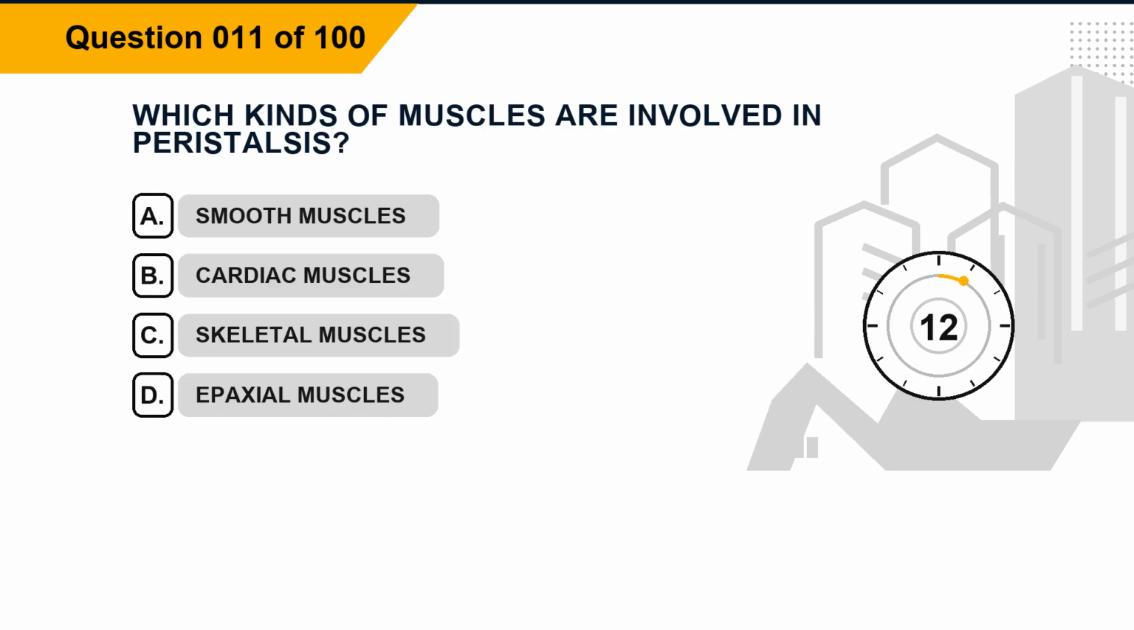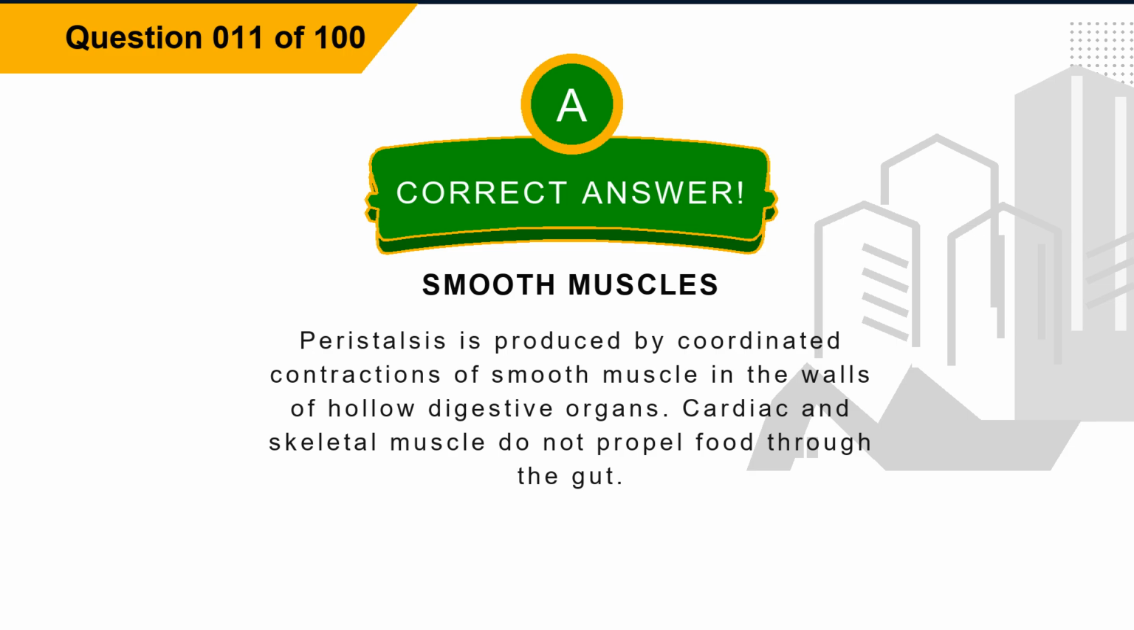Question 11. Which kinds of muscles are involved in peristalsis? Option A, smooth muscles. Option B, cardiac muscles. Option C, skeletal muscles. Option D, epaxial muscles. The correct answer is option A, smooth muscles. Explanation. Peristalsis is produced by coordinated contractions of smooth muscle in the walls of hollow digestive organs. Cardiac and skeletal muscle do not propel food through the gut.